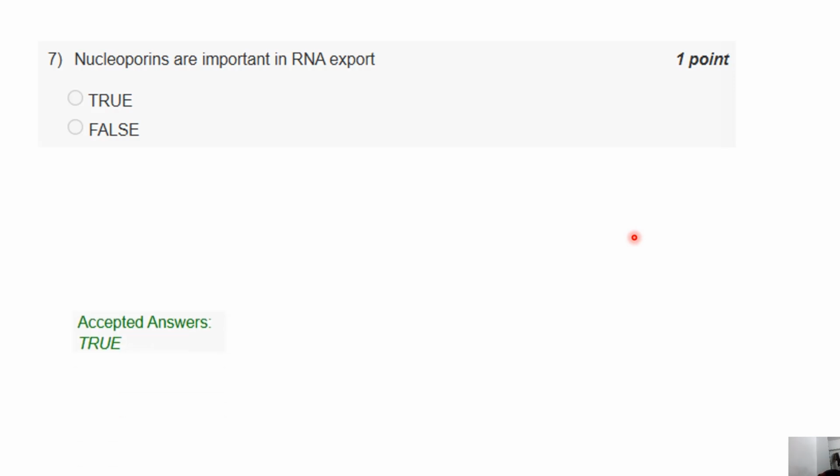Okay, so the answer will be true. So we'll discuss what are nucleoporins and why are they important in RNA transport, right? So let's discuss what are nucleoporins first. Basically they are a family of proteins that form the building blocks of nuclear pore complexes, which are large channels spanning the nuclear envelope and mediate the transport of molecules between the nucleus and cytoplasm.